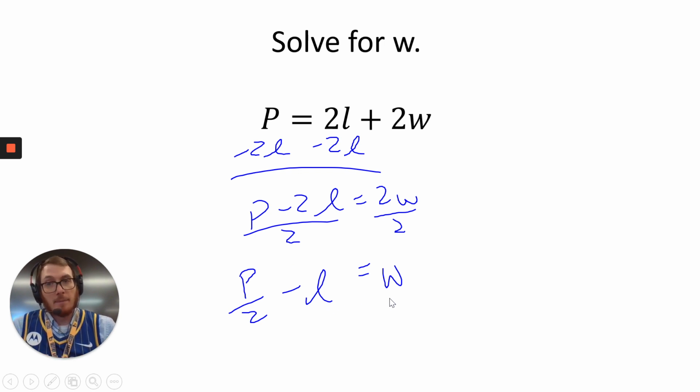This would take the perimeter equation, and if you knew the perimeter and the length, this would be a new version of the formula. Same formula, but just manipulated to be able to solve for w faster if you had to do that over and over again.